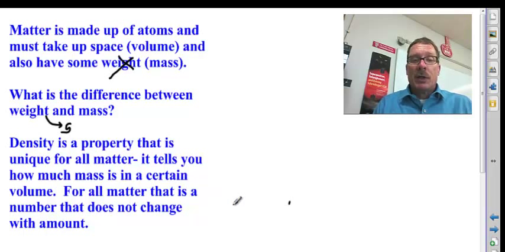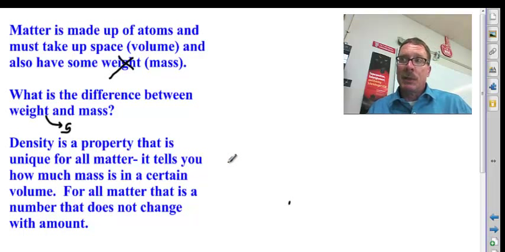The 92 naturally occurring elements on the periodic table all are made up of different numbers of protons, neutrons, electrons. And they bind together to make molecules. Those molecules make macromolecules in everything that is matter. So everything that is matter has its own density. Every separate substance has its own unique thing.